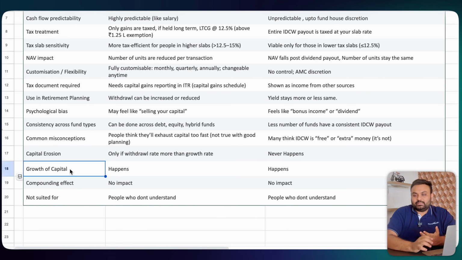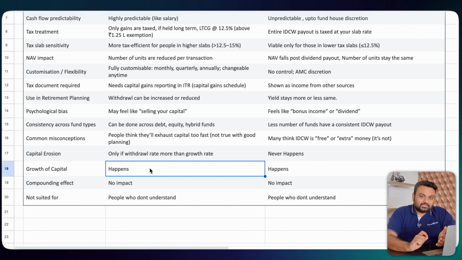Growth of capital, it happens in both the cases. It might be slower in IDCW because you're getting profits already in your bank. In case of SWP, the growth might be slightly higher because you're only withdrawing a fixed amount every month. But it happens in both the cases.